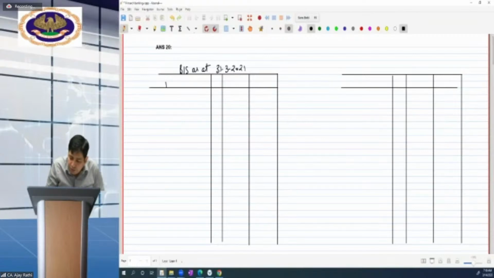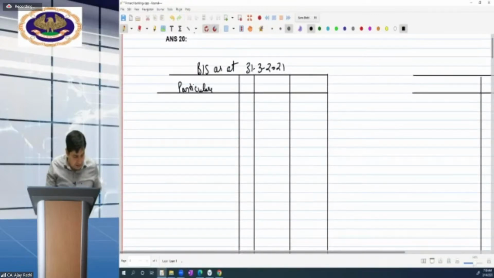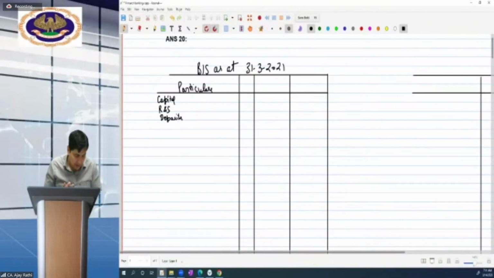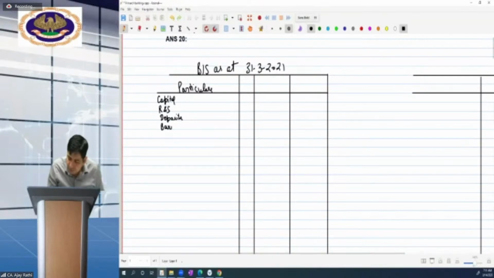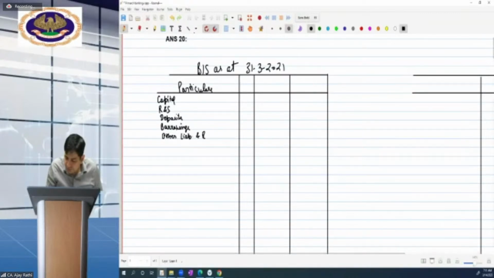And here you have to mention all the relevant head first. First, you have to prepare a format. Beta, please prepare with me. First we have to prepare here the format, beta. Capital, then reserve and surplus, deposits, and then borrowings, and then other liabilities and provisions. These were the liability side, equities and liabilities.